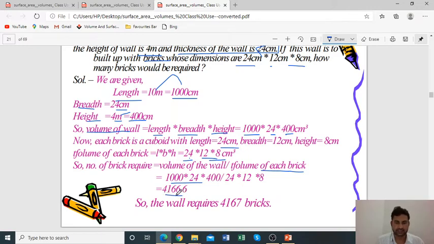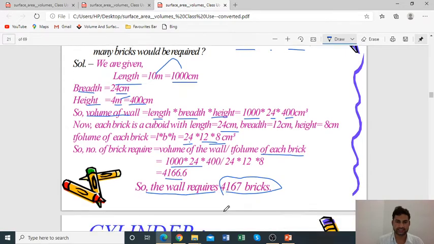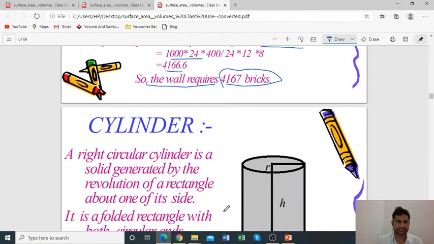The answer is 4166.6, so approximately, the total bricks required for making the wall are 4167 bricks. So your answer is 4167 bricks. Next shape, cylinder.